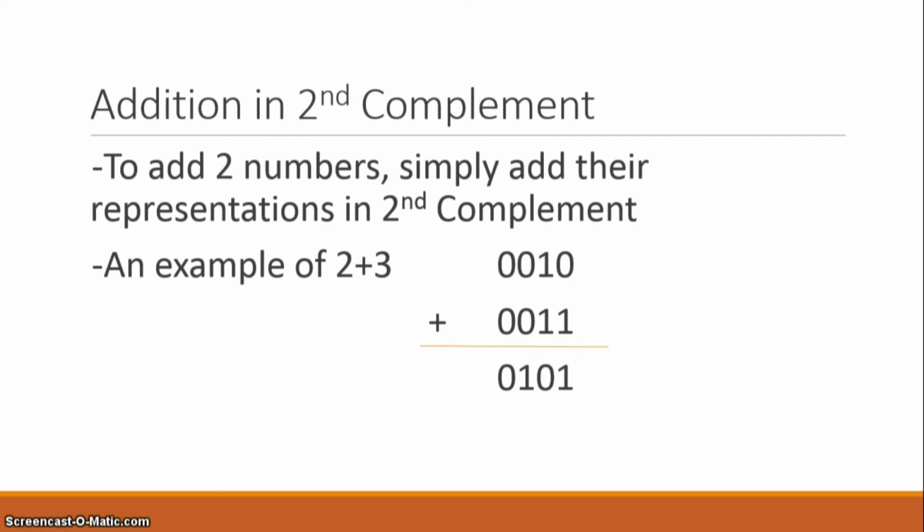So now I'm going to talk about the addition in second complement. To add two numbers, simply add their representations in the second complement. So this is an example. As you can see, 0, 0, 1, 0 is the second complement of 2, and 3 is represented by 0, 0, 1, 1. After you add them, the result is 4, which is 0, 1, 0, 1.